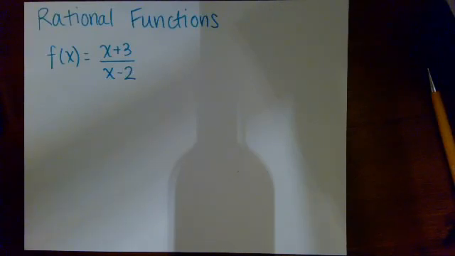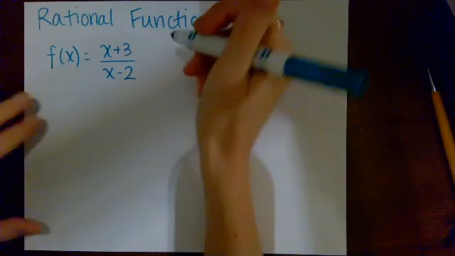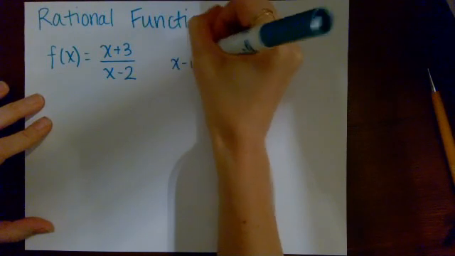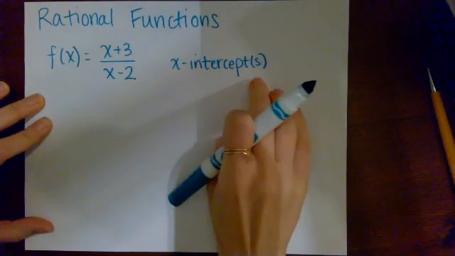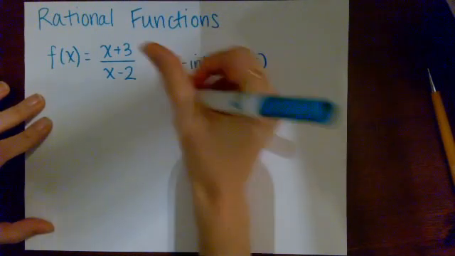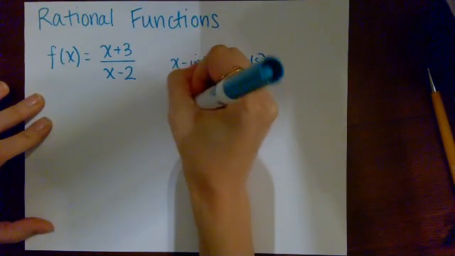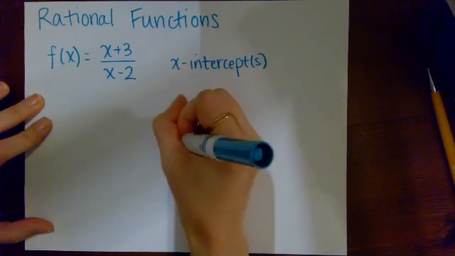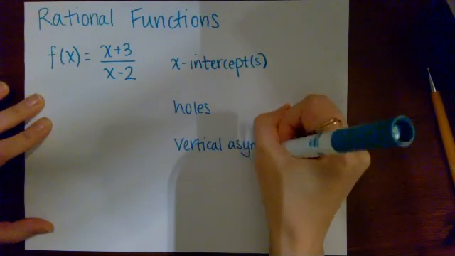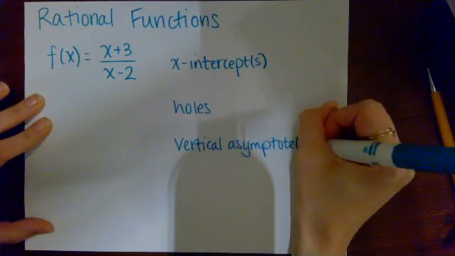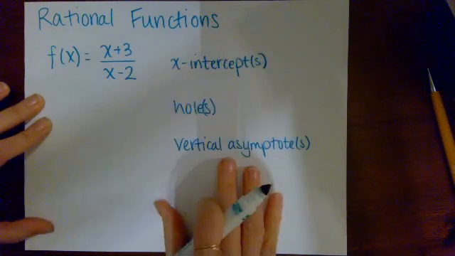So we're going to start with some review of finding the key points when we're going to graph a rational function. We're actually not going to graph today. We're just going to look for the X-intercepts. I'll put that in parentheses because there can be one or many. We're going to look for any holes, any vertical asymptotes. And again, all of these, there could be some or none.